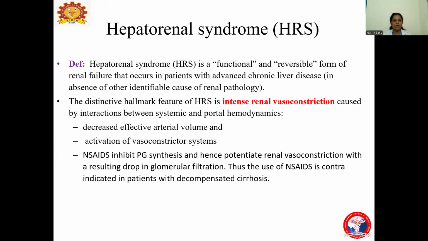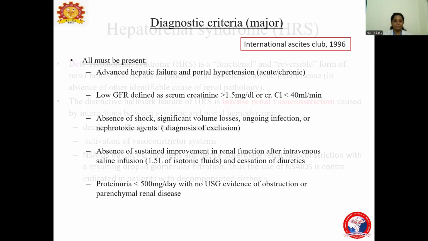So there is decreased effective arterial volume, and this causes activation of vasoconstrictor systems. The NSAIDs inhibit the prostaglandin synthesis and hence potentiate renal vasoconstriction with the resulting drop in the glomerular filtration. Thus, the use of NSAIDs is contraindicated in patients with decompensated cirrhosis.